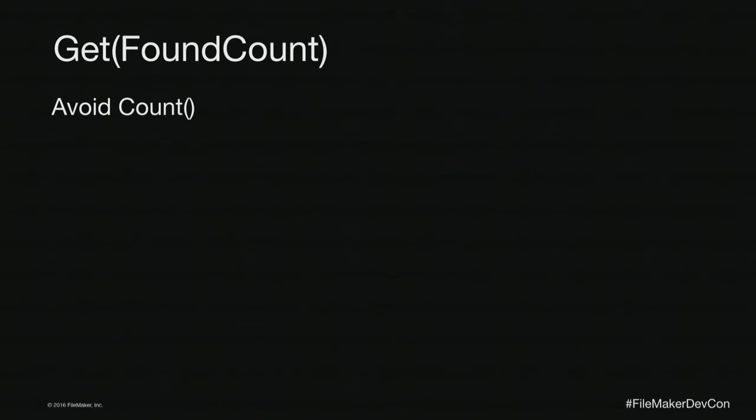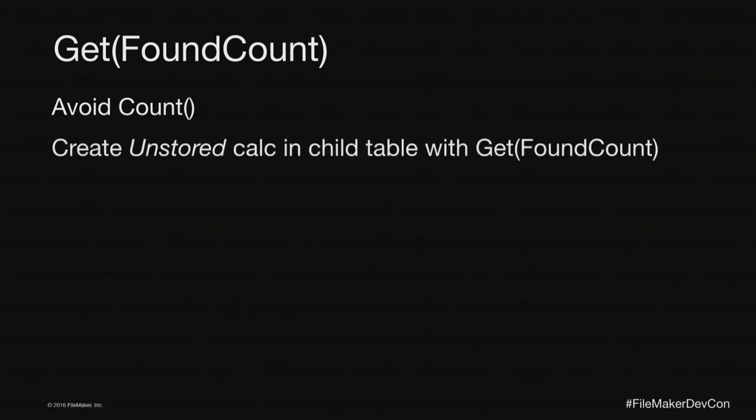In a large system, that can be really, really slow. And so this technique, which by the way was first presented by Daniel Wood in an article back in 2010, absolutely gets behind that in some really awesome ways. First of all, if you just simply create an unstored calc in your child table that you're counting, and you put getFoundCount in it as the entire formula, then you can point to that field across relationships, and it immediately tells you the number of records that you're trying to count up. That'll be relative to whatever portal you're looking at it.